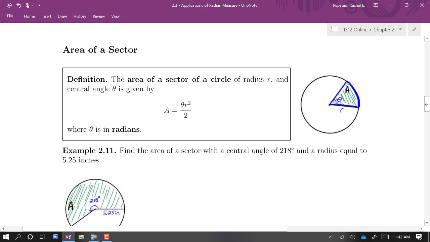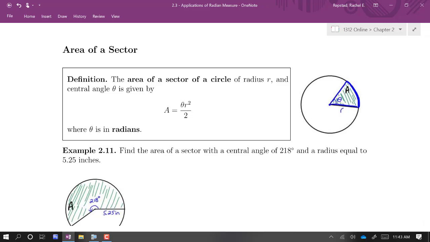All right, our next application is looking at the area of a sector. If our angle theta is measured in radians, then the area of a sector of a circle of radius r and central angle theta is given by this formula here: theta r squared over 2, where theta is in radians.